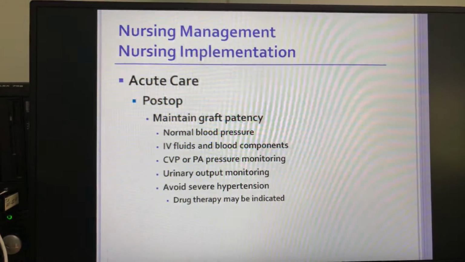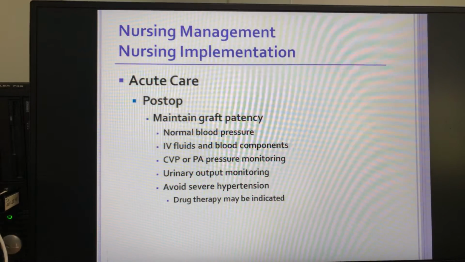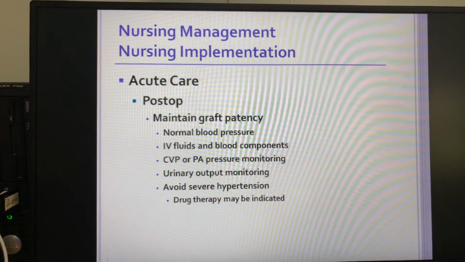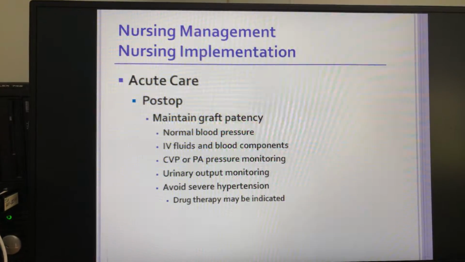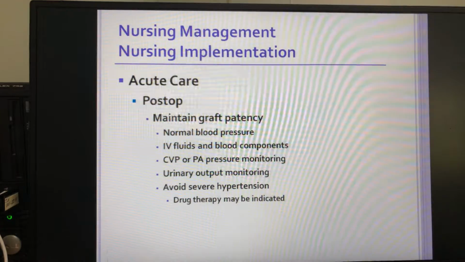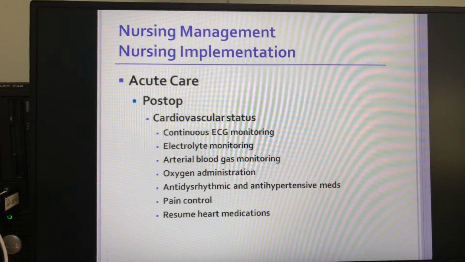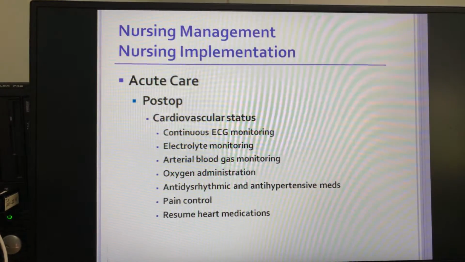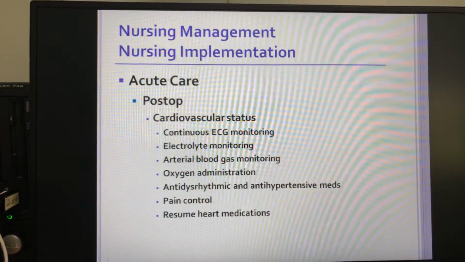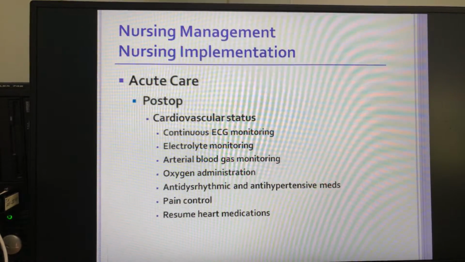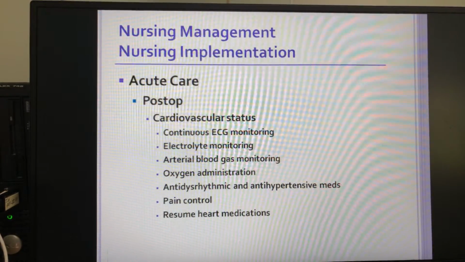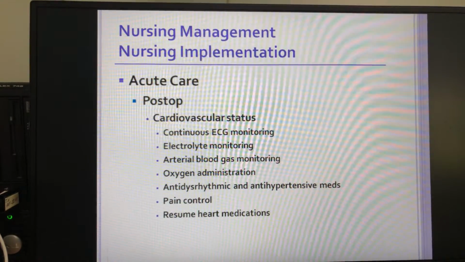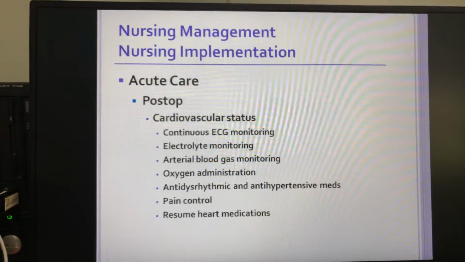They may give Esmolol, known as Brevibloc, or they may give labetalol, also known as Trandate or Normodyne. These are the drugs that may be indicated for these patients. As far as cardiovascular status, we do continuous ECG monitoring, because myocardial ischemia or infarct may occur in the perioperative period due to decreased myocardial oxygen supply or increased myocardial oxygen demand.